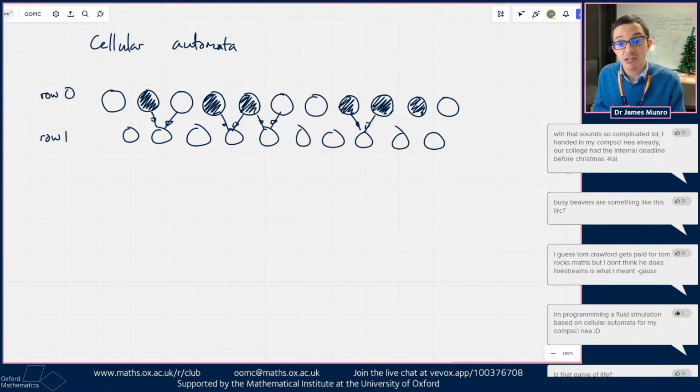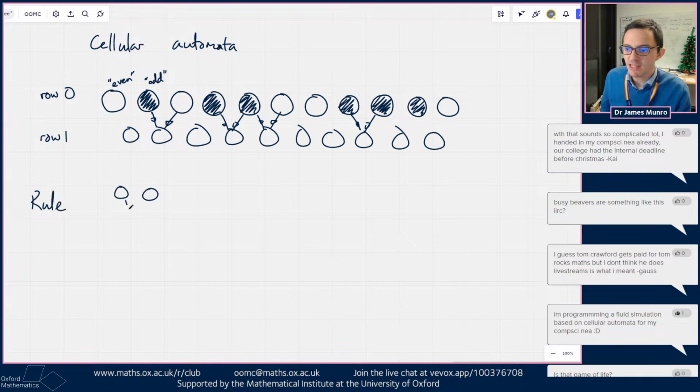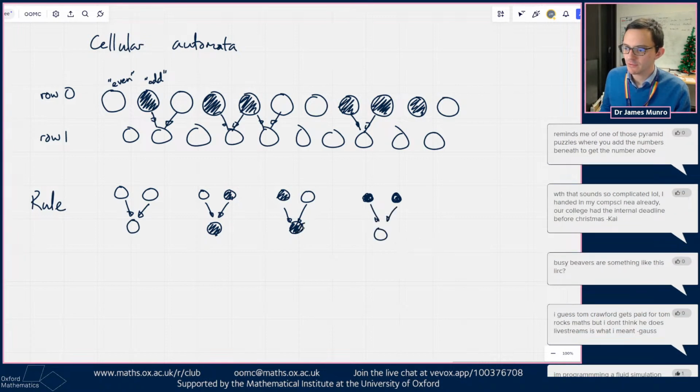This is like what we were just doing with Pascal's triangle, where we had some rules that were something like, if this means even and this means odd, then our rule might be something like two even numbers. If you see those, then underneath you get an even number. An even number and an odd number, they add together to give you an odd number. And an odd number and an even number, they add together to give you an odd number. And if you see two odd numbers, they add together to give you an even number. So we might have a rule like this that says, based on what you see above, here's the rule for what the next row down looks like.